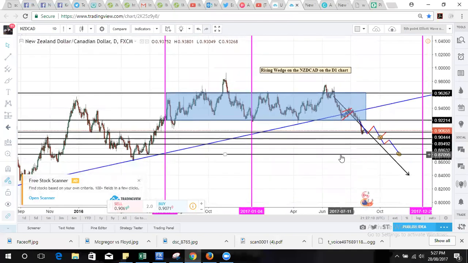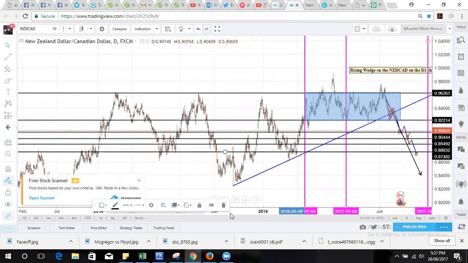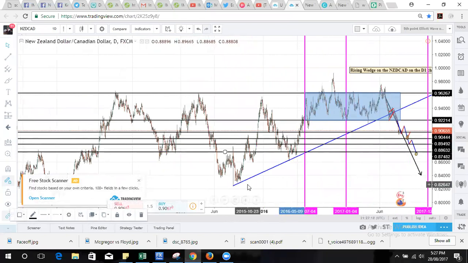I observed that the NZDCAD was on a trend from 2016 where it was going up on an upward trend, right, over that long period till just recently. But if you notice with this, there was a sideways support that it was respecting over time, and then recently it broke out, right?